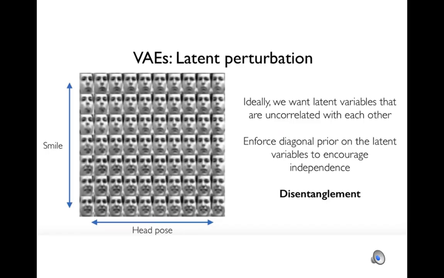The other good example is this one, where we have two fundamental features, smile and head pose. So we can have a variation in both features, and we can generate a lot of images which have different combinations of smile and head pose. And this is a good example of data augmentation, which we can do using variational autoencoders and latent space perturbation.